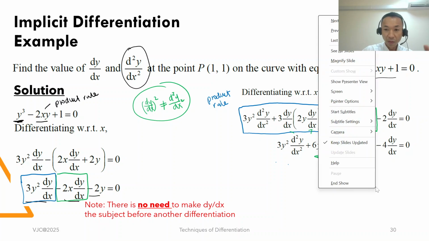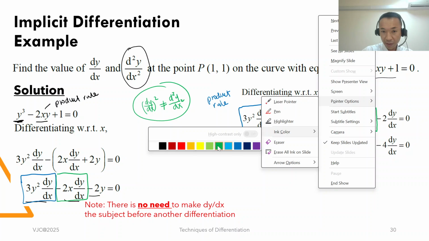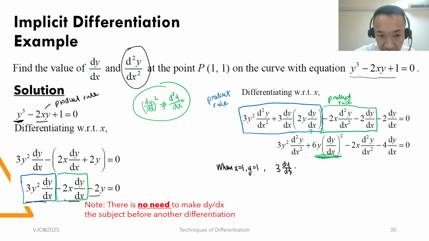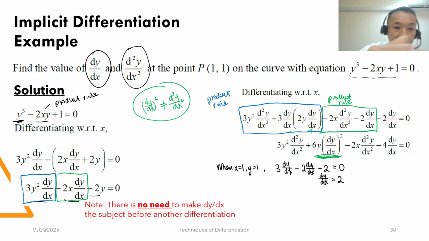So now we are not totally done. We want to find the value of dy/dx at x equals 1, y equals 1. So I'm going to continue. When x equals 1, y equals 1, I'm going to substitute it into here. Therefore you get 3 dy/dx minus 2 dy/dx minus 2 equals 0. Quite obvious, dy/dx must equal 2. So we found this answer.